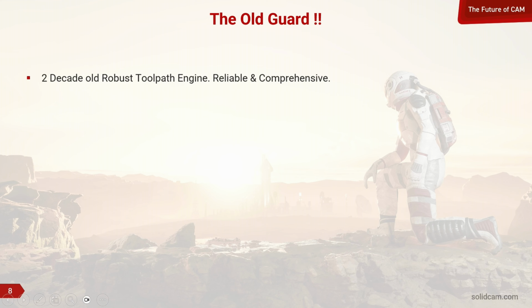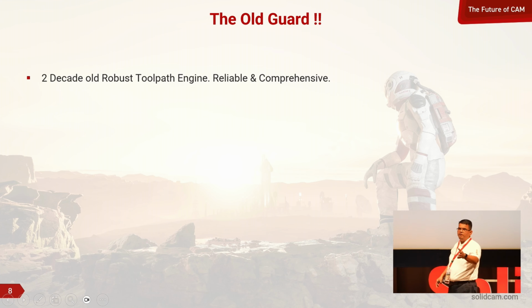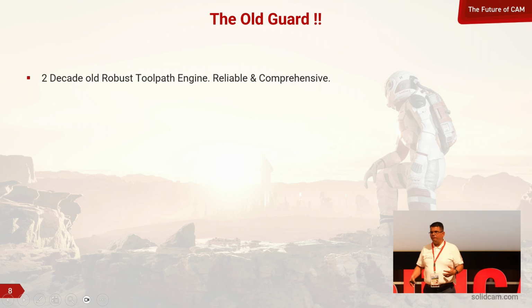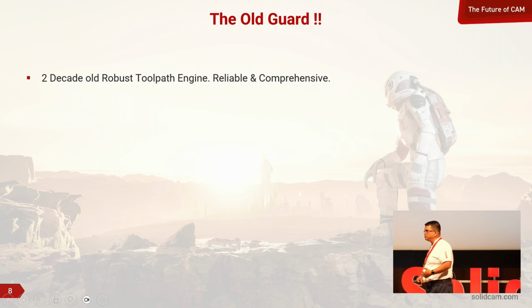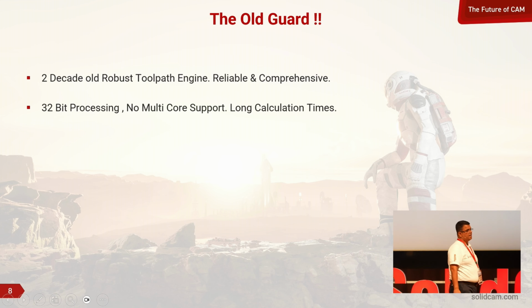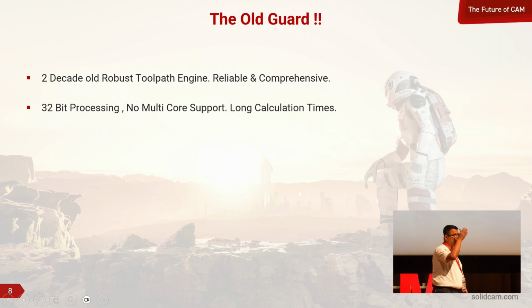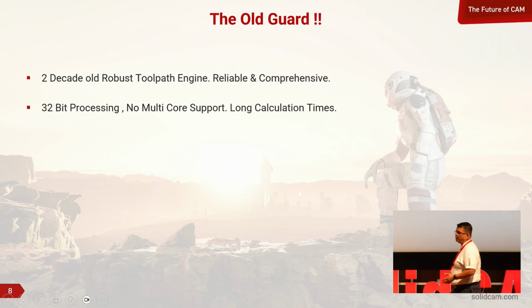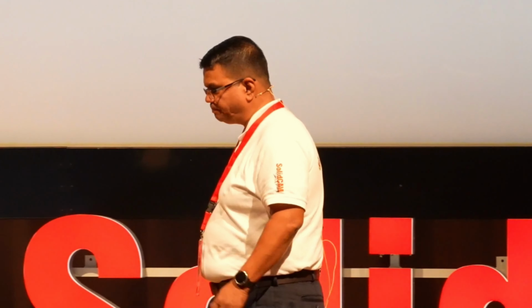So it's a 2-decade-old robust toolpath engine. Even today, if I ask some of my own engineers, they still say HSR, HSM is the best. Okay? Because that's the kind of reliability that it has got over years of development and testing. The problem, it's a 32-bit engine. That means even if you give the most powerful hardware to it, it will still end up using only 1 core and not the entire memory that is available to it. So on large paths, it really slows down the calculation. So we have a problem here.